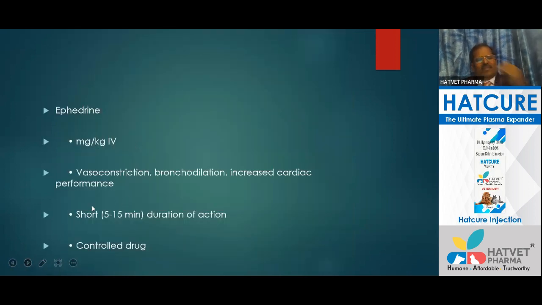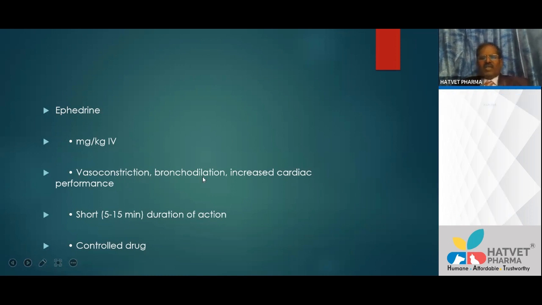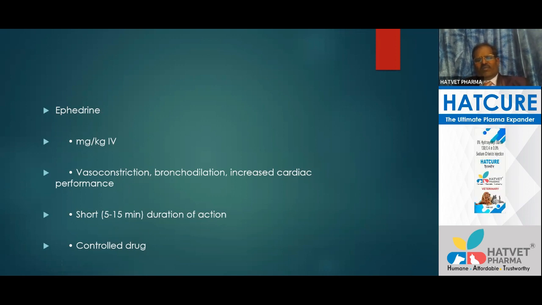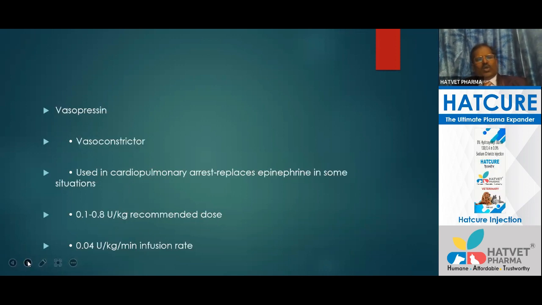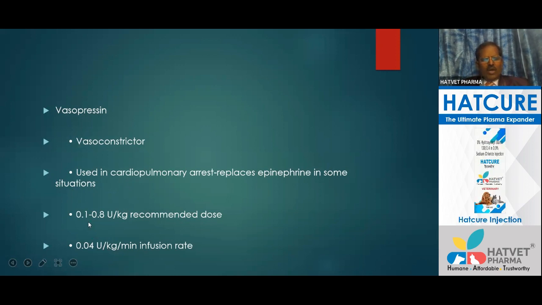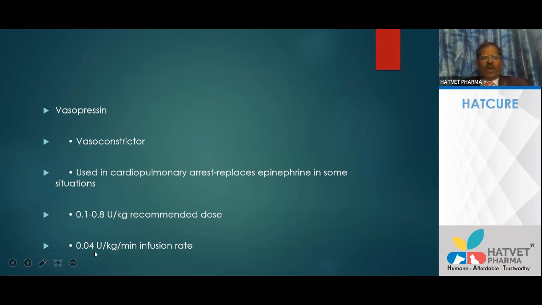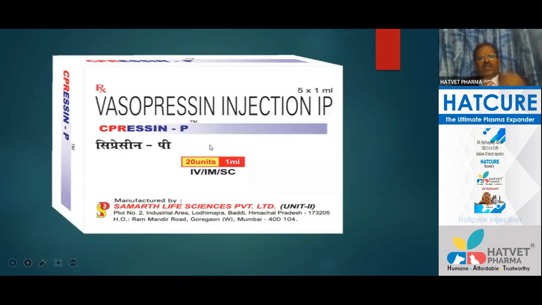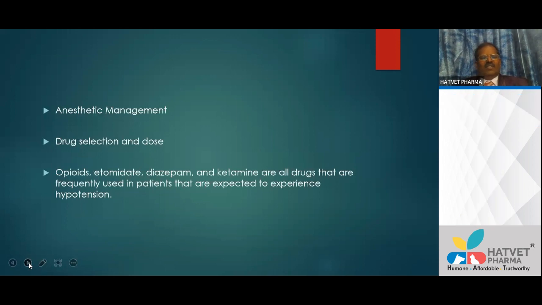Norepinephrine; ephedrine is the next drug. It also results in vasoconstriction, bronchodilation, increased cardiac performance. Its effect lasts 5 to 15 minutes. It comes under the controlled drugs. Vasopressin, a vasoconstrictor, used in cardiopulmonary arrest, replaces epinephrine in some situations. The recommended dose of vasopressin is 0.1 to 0.8 unit per kg, and 0.04 units per kg per minute is the infusion dose. This is the vasopressin injection. 20 units per 1 ml is available.